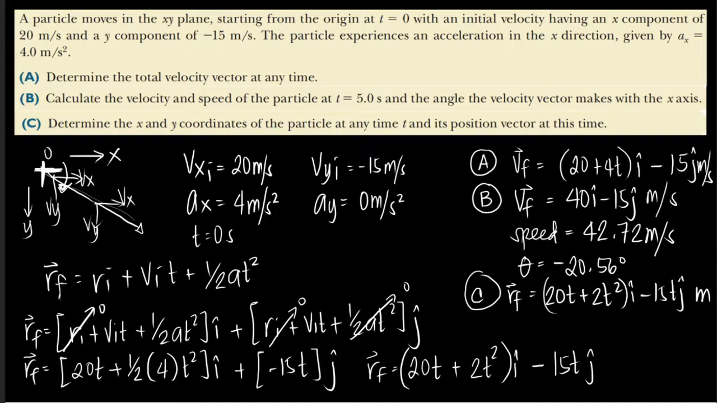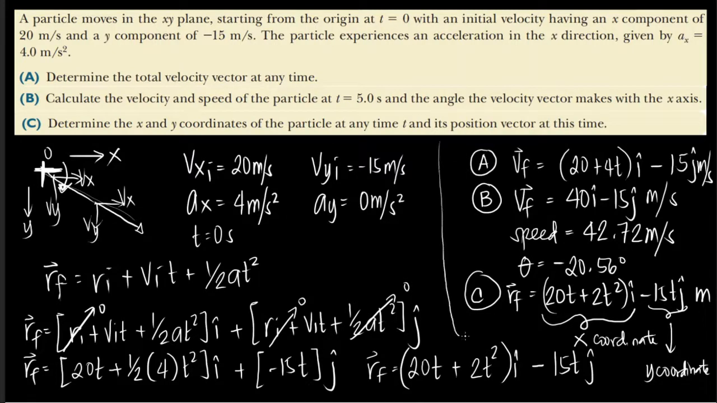And its position vector at this time. The position vector, in this case, is the whole RF. This is your x coordinate and this is your y coordinate. Okay, so all of these so far used our topic in vectors. Just keep holding on to your formulas. We are going to proceed to the second example.